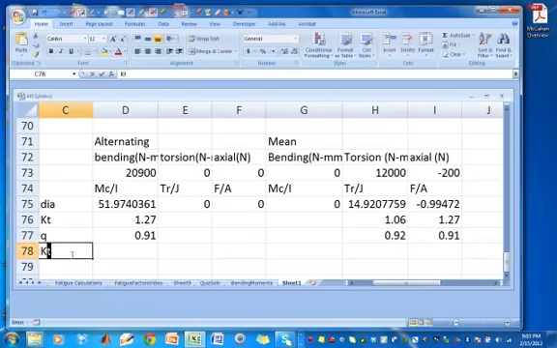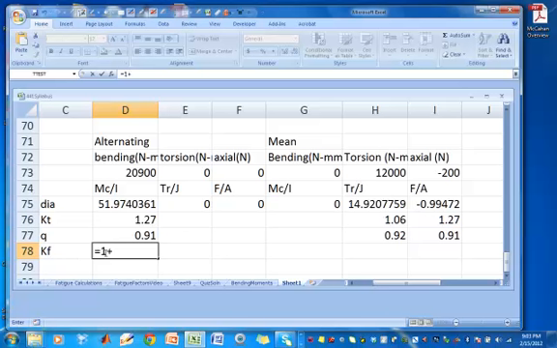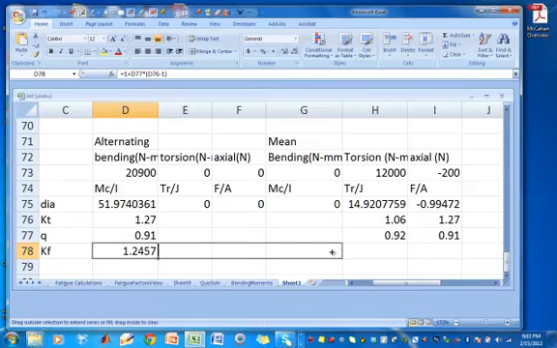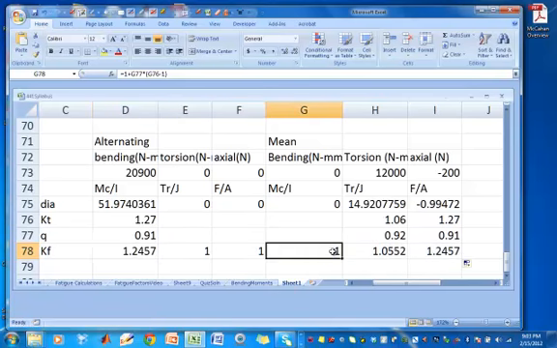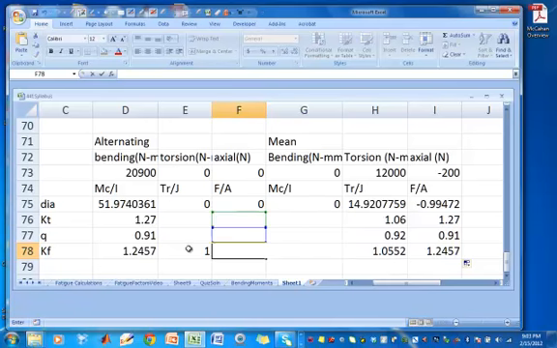So that means the fatigue stress concentration factor equals 1 plus q times Kt minus 1, which gives 1.25. I'm going to pull it across. I don't really care about all of this. There. So I'm going to round it up to 1.25. There's no point in being cute and saying 1.2457. Okay. All these numbers, don't worry about them too much. This is stress.